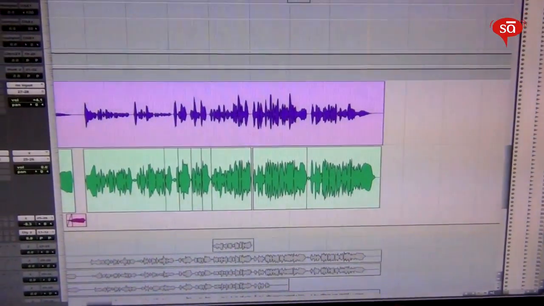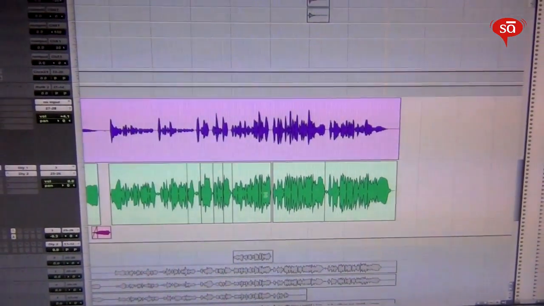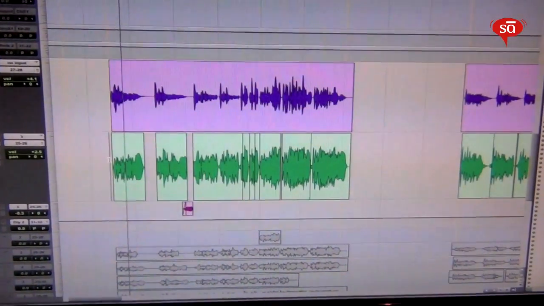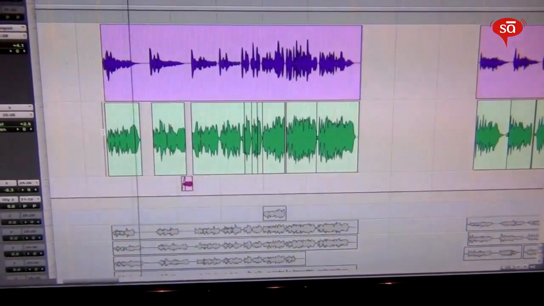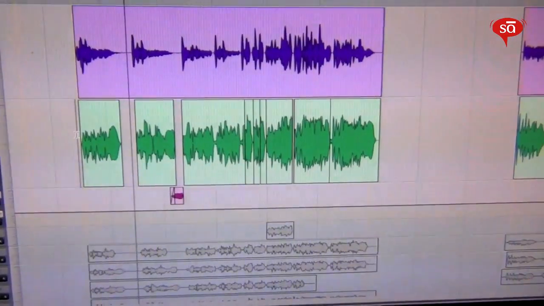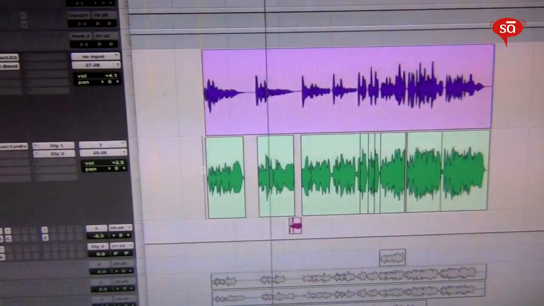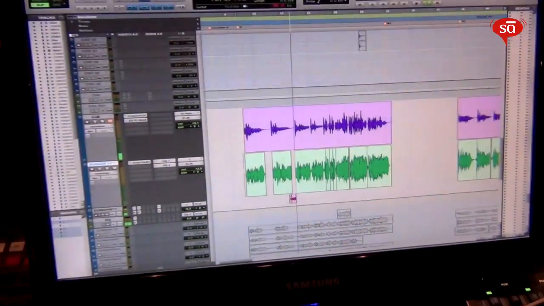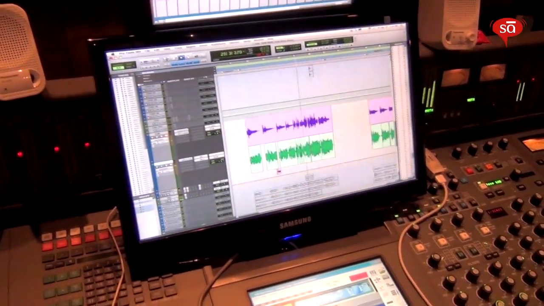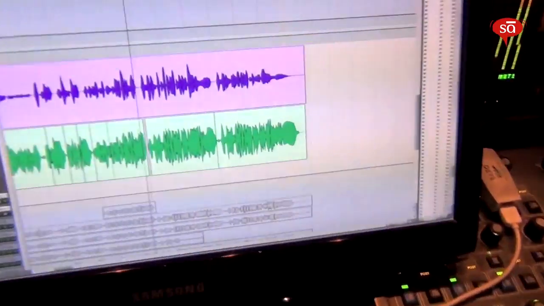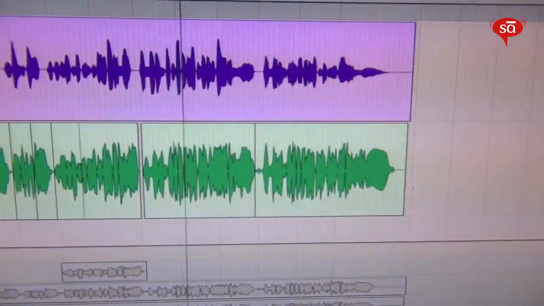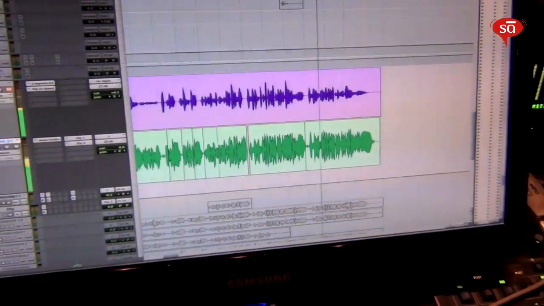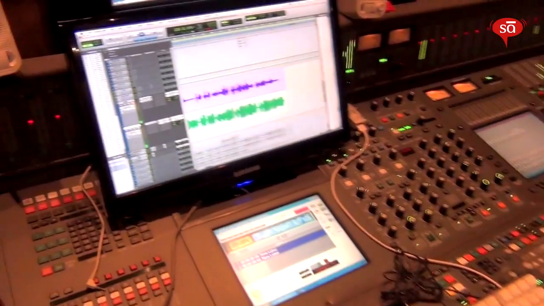And if you listen to the finally recorded voice, it goes like this. Even when it goes into the chorus part of the song, you don't feel too much level difference.